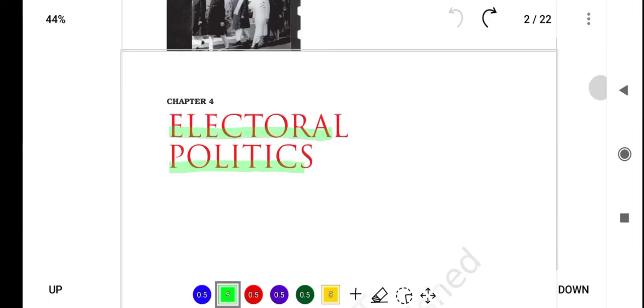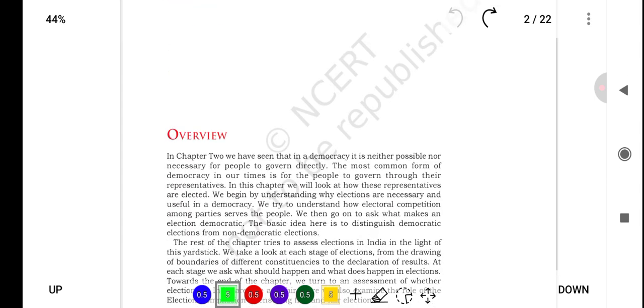So today I'll start with chapter 4 of the 9th class Polity NCERT, that is Electoral Politics. So let's have an overview of what this chapter is all about.